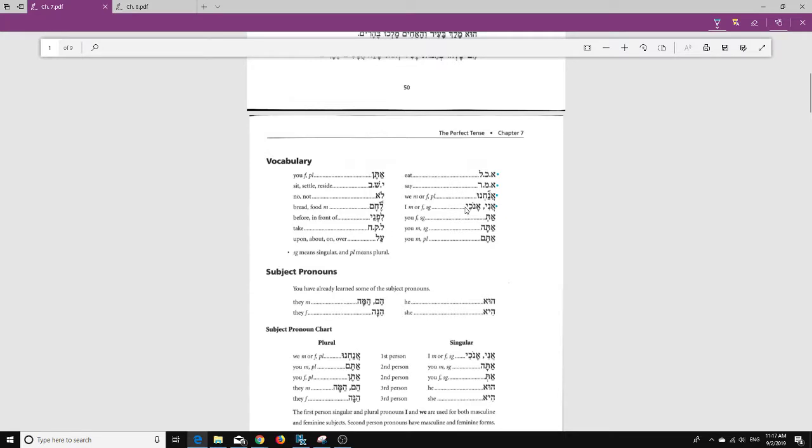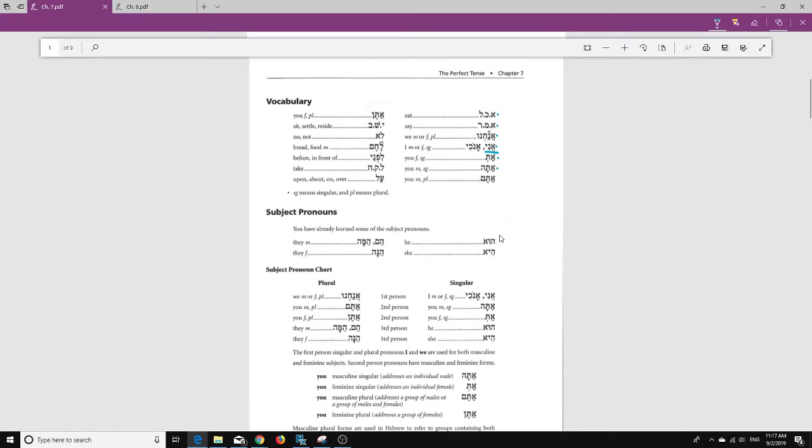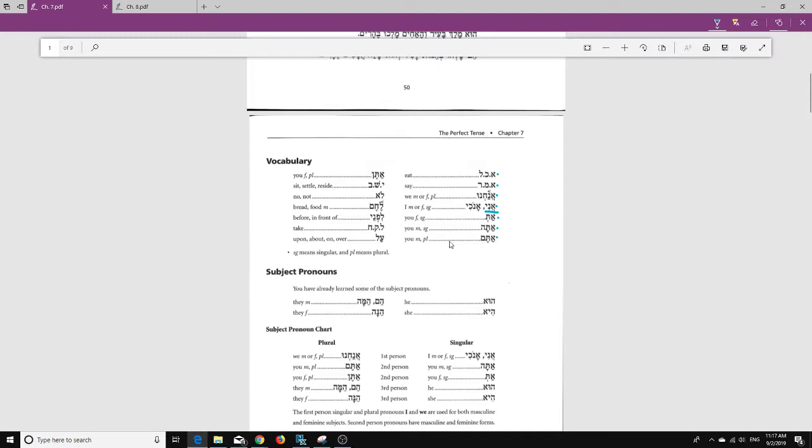Ani, anoki. Both of these are the same words, even though they're spelled a little differently. I guess you could think of ani as an abbreviated form of anoki, and that just means I. At is you, and it's feminine. Ata, you, masculine, singular for both of those. Atem, you, masculine plural. Aten, you, feminine plural.